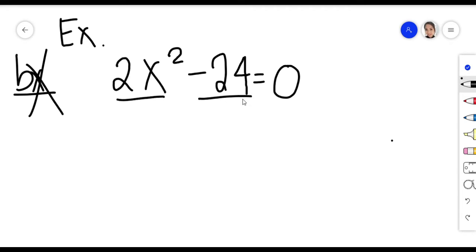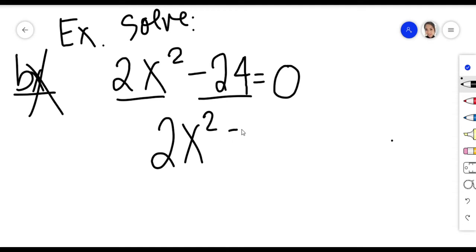So in this case, to find the roots of this quadratic equation, we have to solve it by extracting square roots. We will separate the quadratic term from the constant term by transferring negative 24 to the right side of our equation. So it becomes 2x squared equals positive 24, since transferring this to the other side, we have to change its sign.